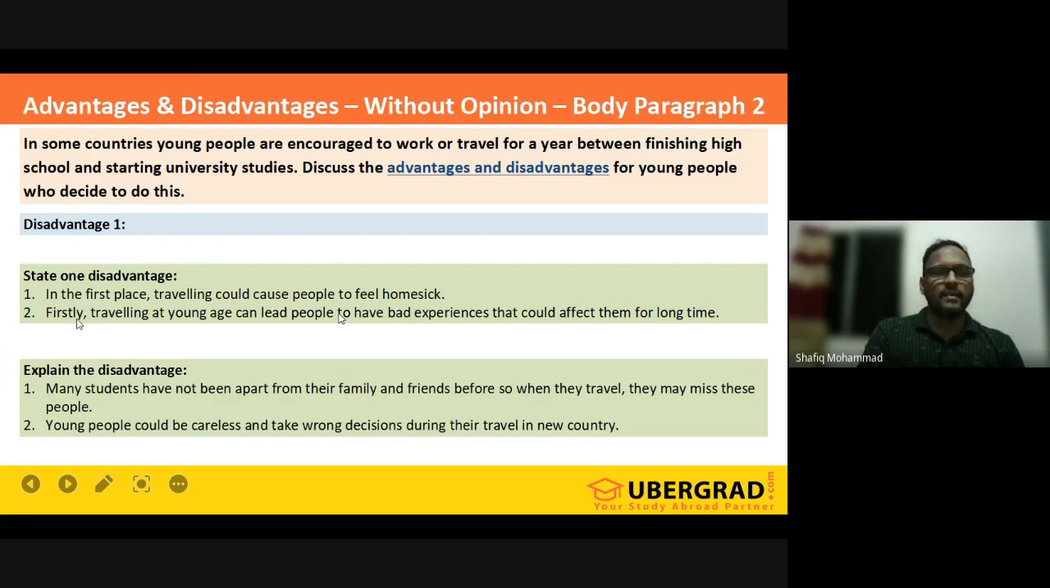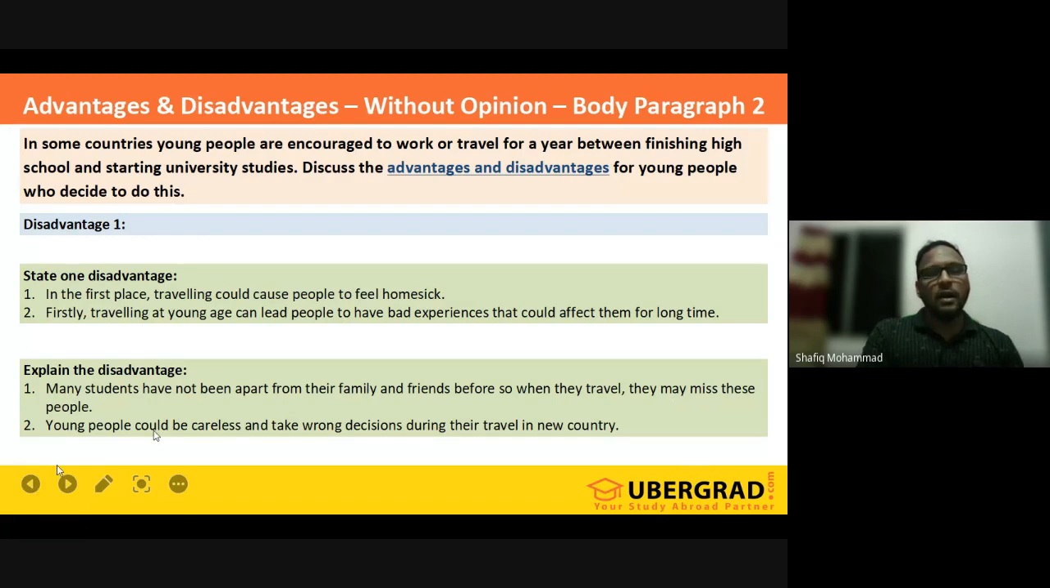So the same thing again. Now you're giving an example to explain it. For example, many students have not been apart from their family and friends before. So when they travel, they miss these people. They miss their families. Okay, same thing it has told.